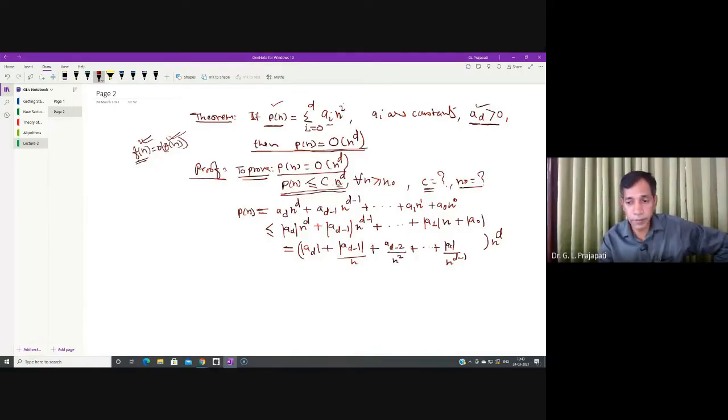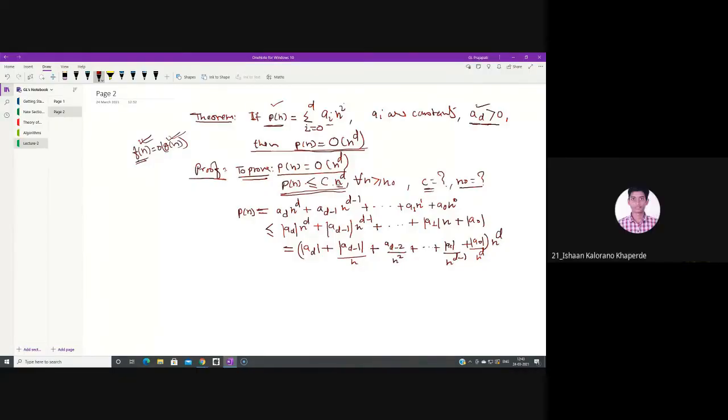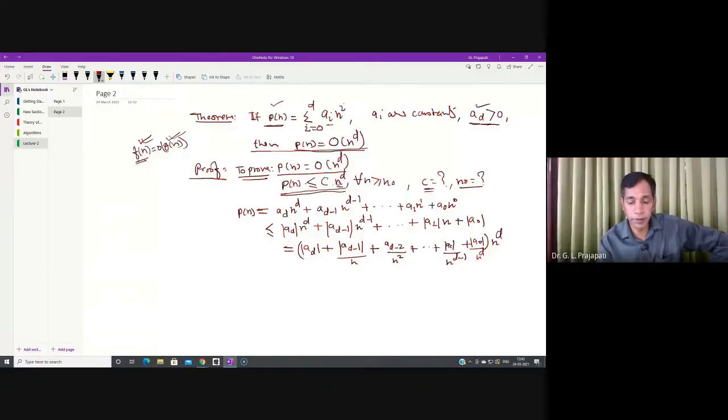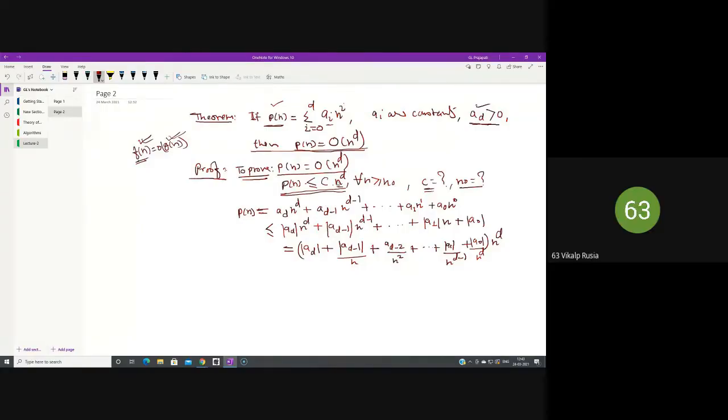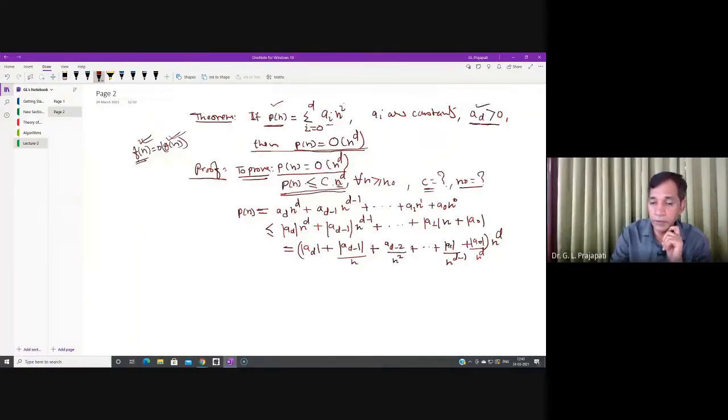Are you clear on this? Because a1 times n, and you have taken n to the power d outside, so here a1 divided by n to the power d minus 1. Are you getting this thing? And here if you have a0, then this is divided by n to the power d. Are you getting this thing or not? Simply we have taken n to the power d outside. Okay, clear? So now see, we can write this is equal to this.